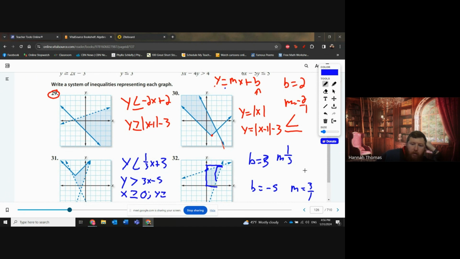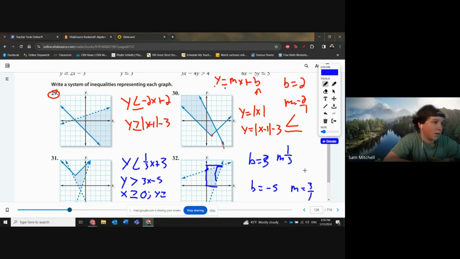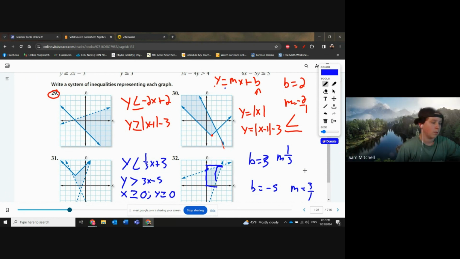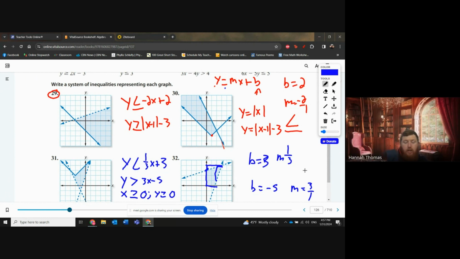I think I read that wrong. Yeah, x is to the right, y is above. We're good. Y is also greater than or equal to 0, because we're in quadrant 1. So this one has 4 inequalities. You've got the 2 for the line, and then you also have the 2 for the axes as well. That's why the shading stopped at the origin.